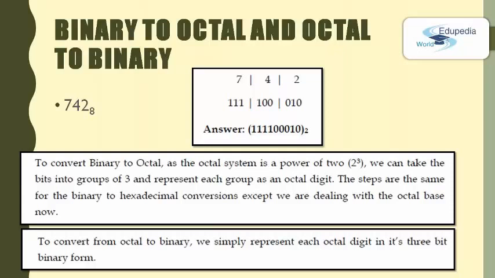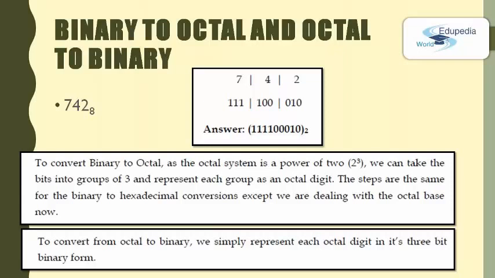Now you may wonder why it is all about grouping. For hexadecimal it is grouping with 4 bits, and for octal it is grouping with 3 bits. Now what is that? If we represent the base of the octal numbering system in the form of a power of 2, it is 2 to the power of 3. And if we represent the base of the hexadecimal numbering system in the form of a power of 2, it is 2 to the power of 4. Due to this reason, we can take the bits into groups of 3 and represent each group as an octal digit, and take the bits into groups of 4 and represent each group as a hexadecimal digit. That's the story behind grouping.